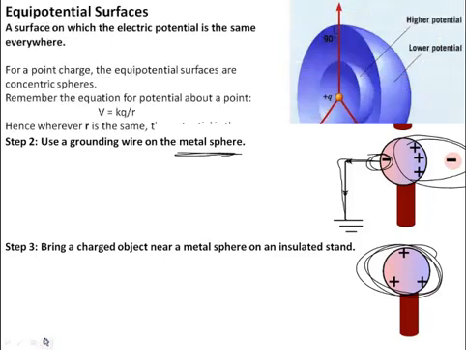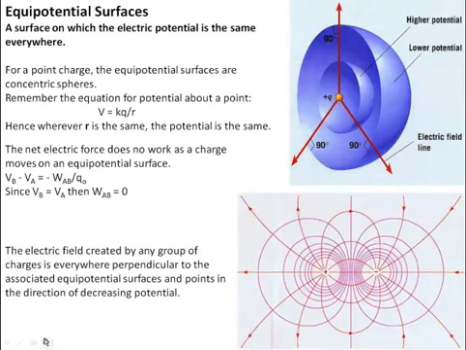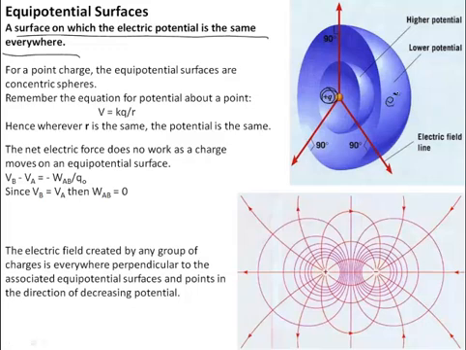Equipotential surfaces also come up on the AP test. An equipotential surface is a surface on which the electric potential is the same everywhere. For example, if this is a positive charge right here, and I had a negative charge and I moved it anywhere along this surface, that would take no work. So doing that does no work.